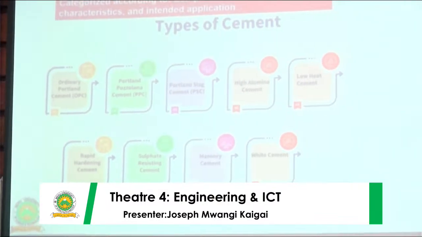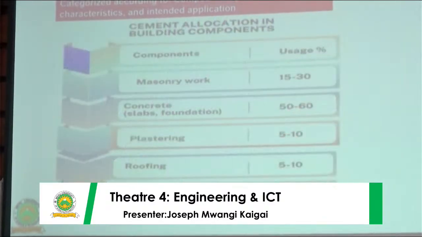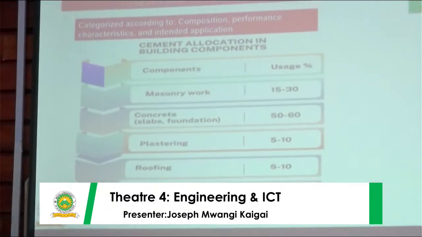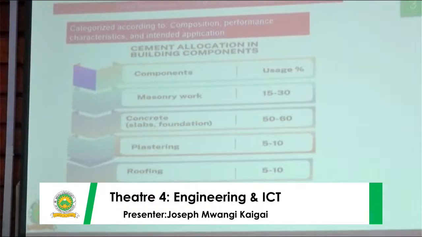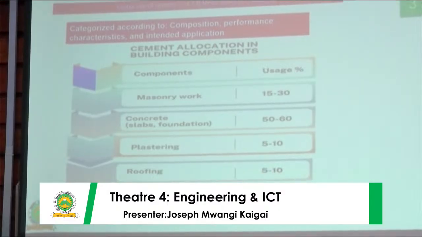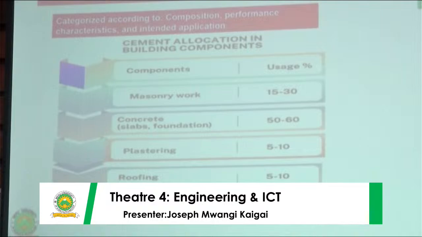This is where masonry cement comes in as one of the cements, due to its application. In a building, the percentage of usage according to strength is around 30 to 50% masonry work. Around 50 to 60% is concrete, slab, and foundation, which requires high strength. Around 5 to 10% is plastering, 5 to 10% is roofing, and 5 to 10% is the other part of finishing, such as tiles and so on.